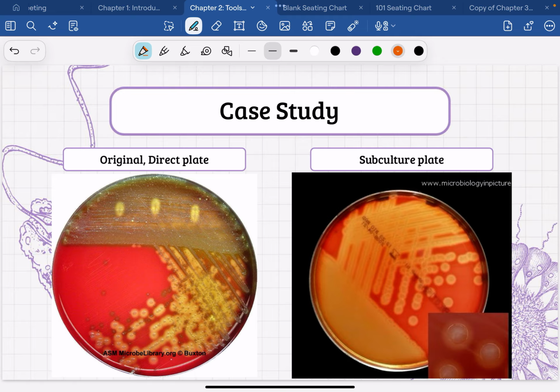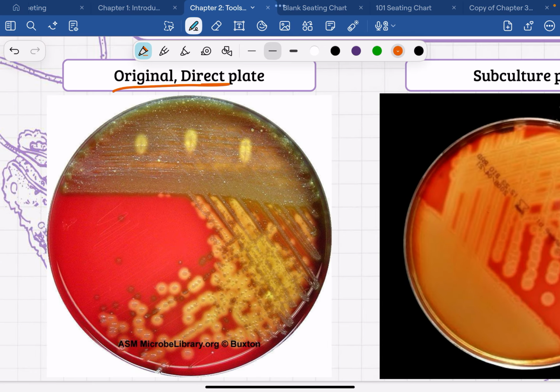They incubated it overnight, and this is what we have. So after we incubated it overnight at the correct concentrations and temperatures and all that, this is what we have. This is the original direct plate. So this is the piece of media from that original swab, the original plate. And you can see here that there is a bunch of stuff.